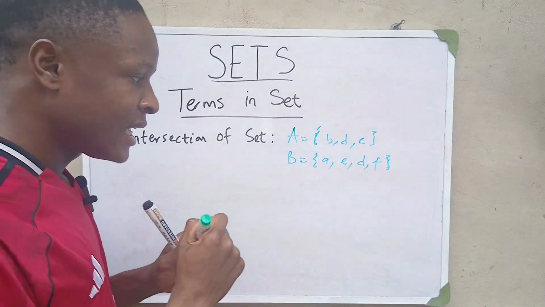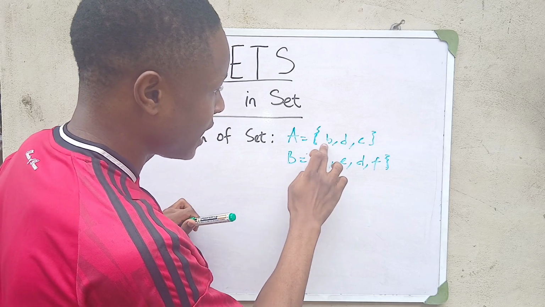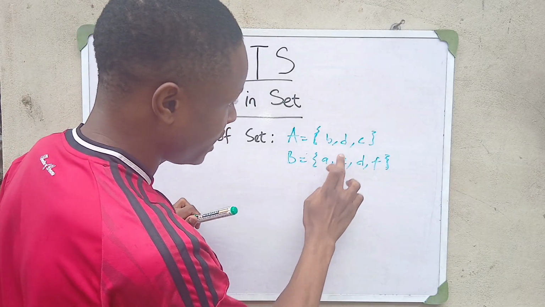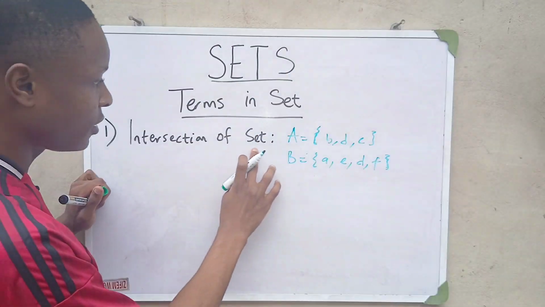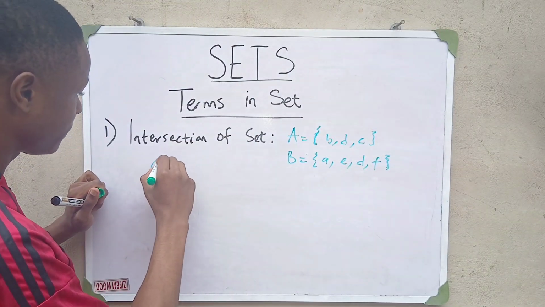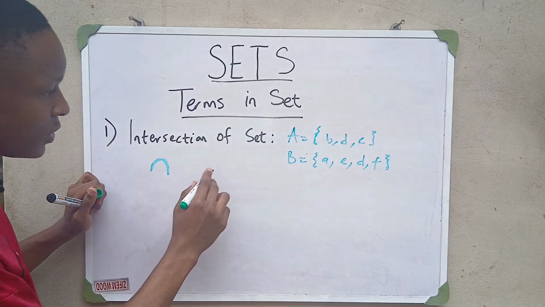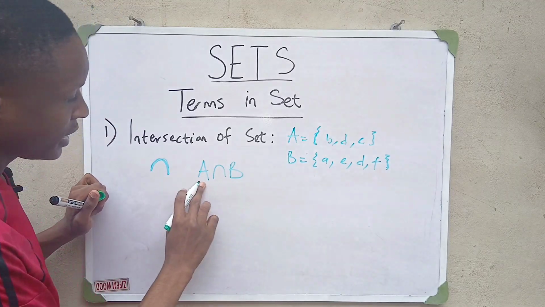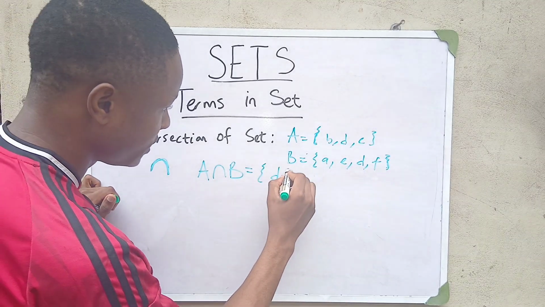So the intersection of these two sets are the elements that are both in A and in B. Which element is in both A and B? It is element D. The intersection of sets is written with this symbol. So if we want to say A intersection B, it is this. So A intersection B is set D.